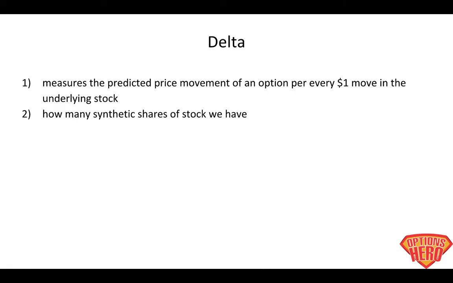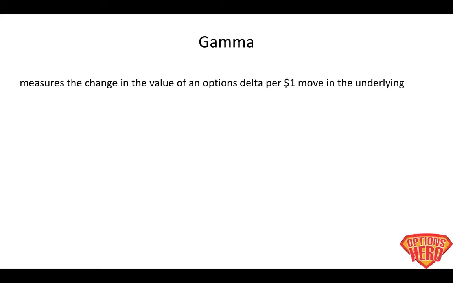Rather than buying 50 shares of stock, we could buy a 50 delta call and synthetically have the same amount of stock for 1% of the price, or a 99% discount, like a dollar store or something. It's ridiculous. Gamma, which is not very important but good to know, measures the change in the value of an option's delta per $1 move in the underlying. If we have a 50 delta call and a gamma of 10 and SPY moves up a dollar, the delta on that option will be 60.